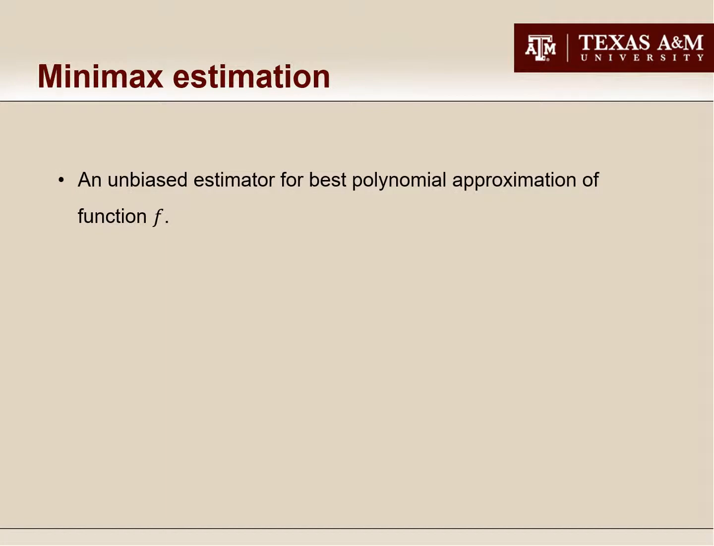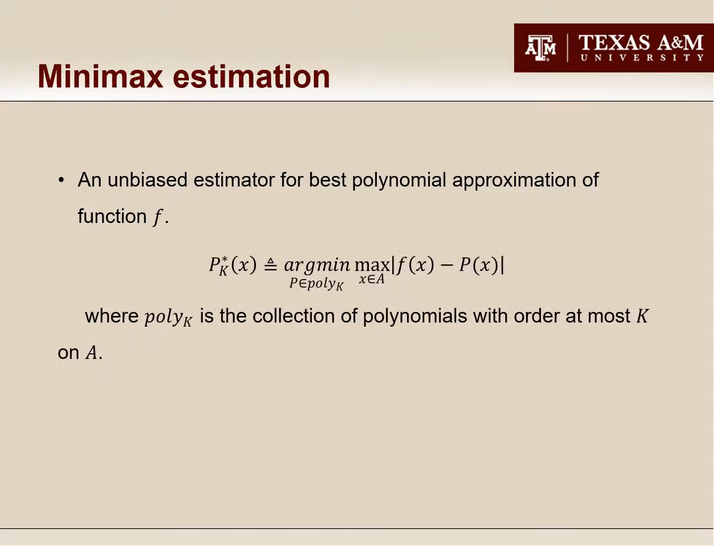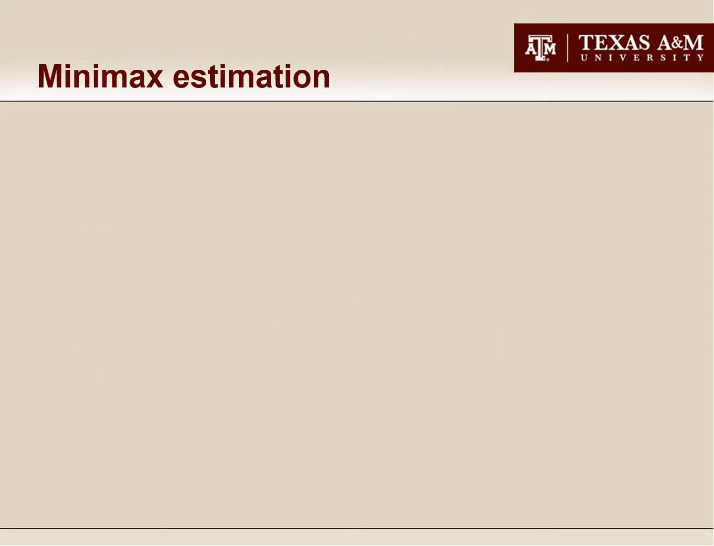Before introducing how minimax estimation changes the way of estimating entropy, let me first introduce an unbiased estimator for the best polynomial approximation of a function. It's like the following. And Poly_k is the collection of the polynomials with order at most k on A. And now we can introduce how minimax estimation changes the way we approximate the entropy.